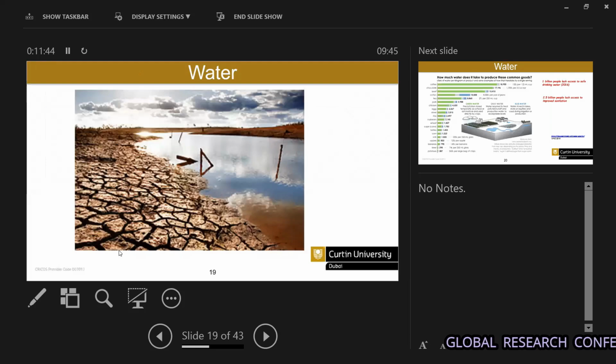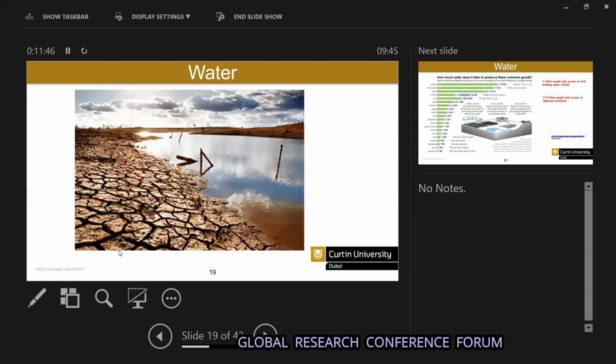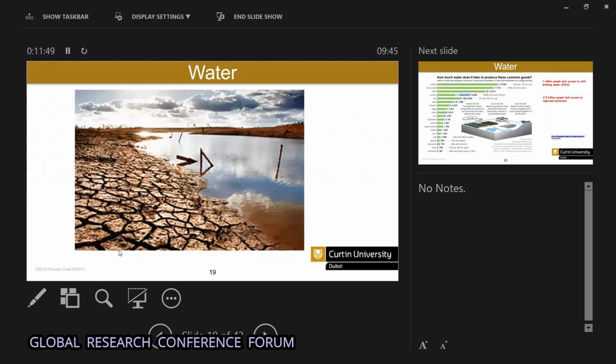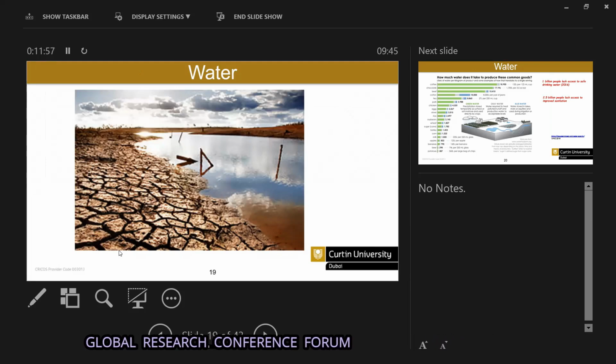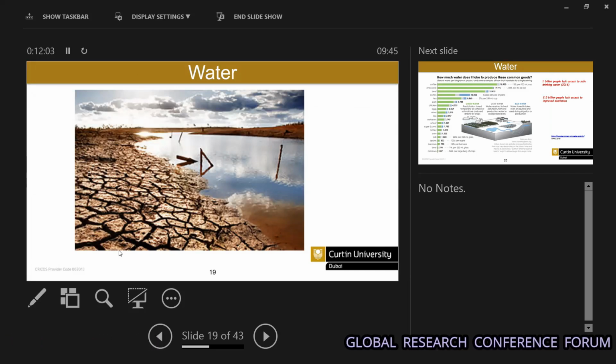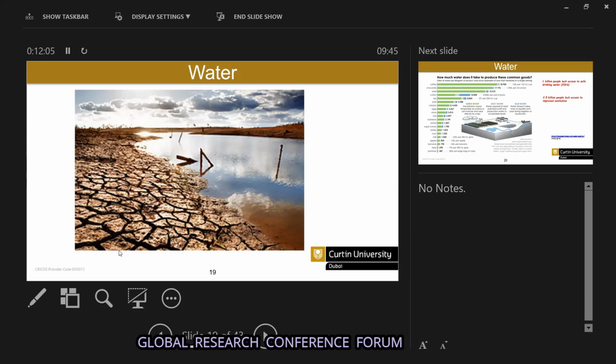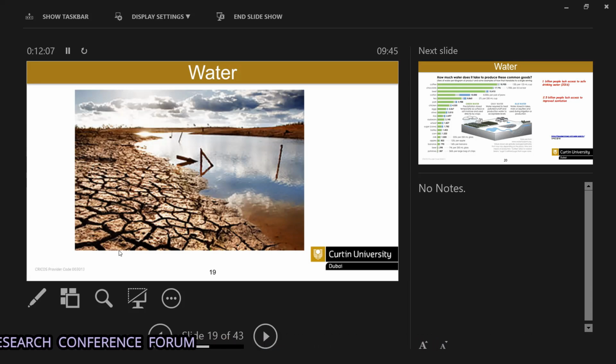Now let's talk about some of the resources that we use. Water resource: water is a recycling material. 70% of the human body is water, and 2/3 of the planet is water. Water is the only substance available in all three states: liquid water, solid ice, and vapor. To manufacture any product, whatever you have, directly or indirectly, water will be required.